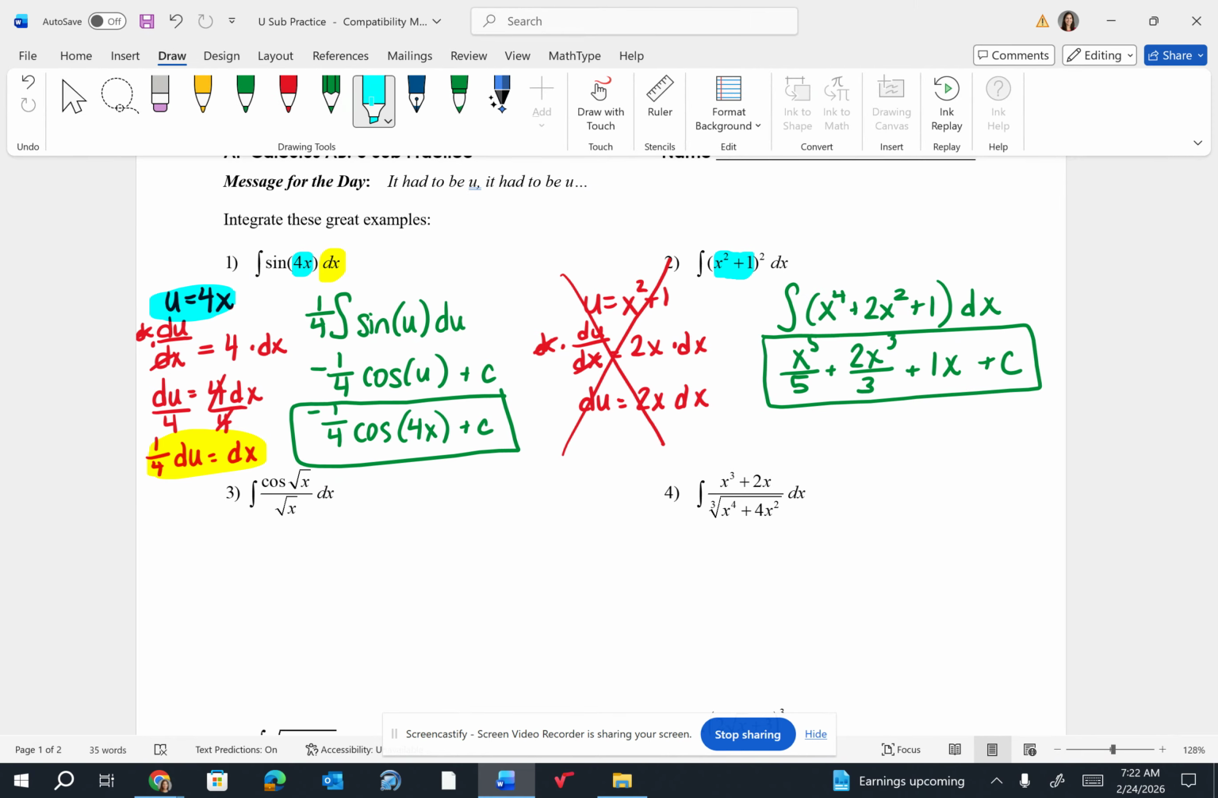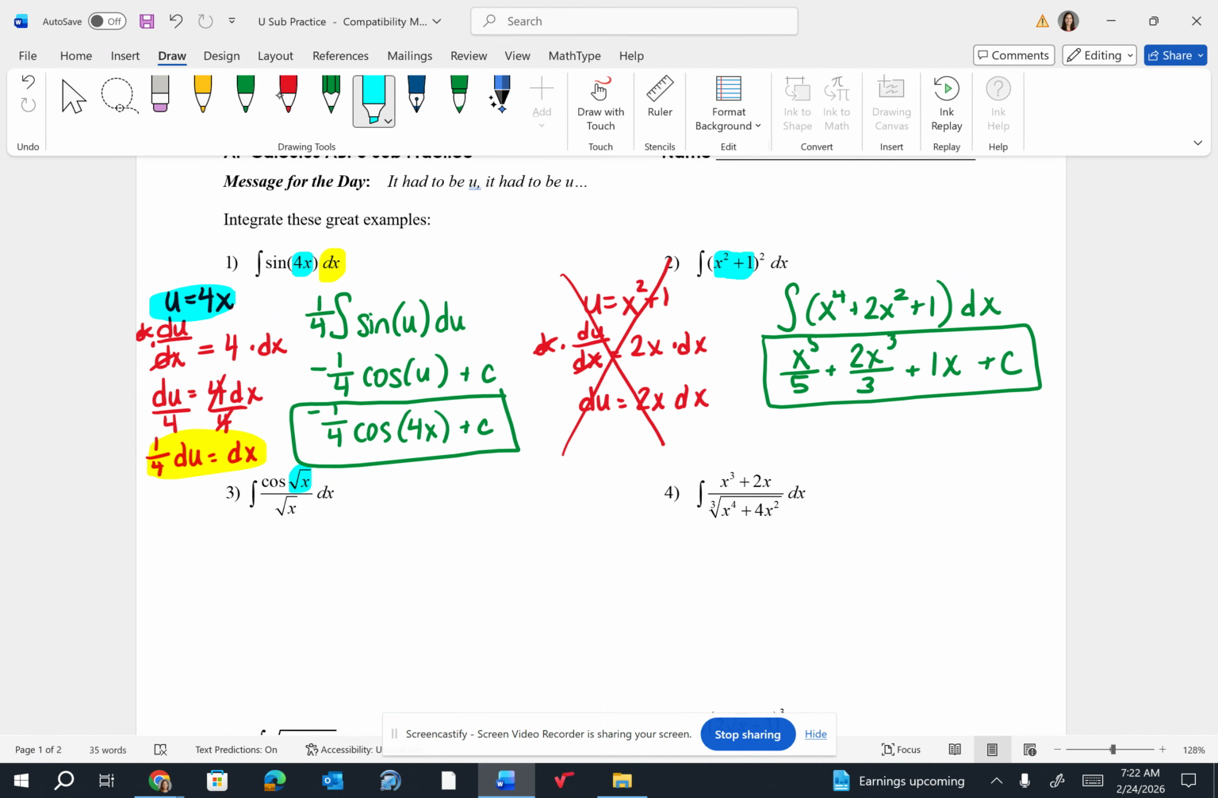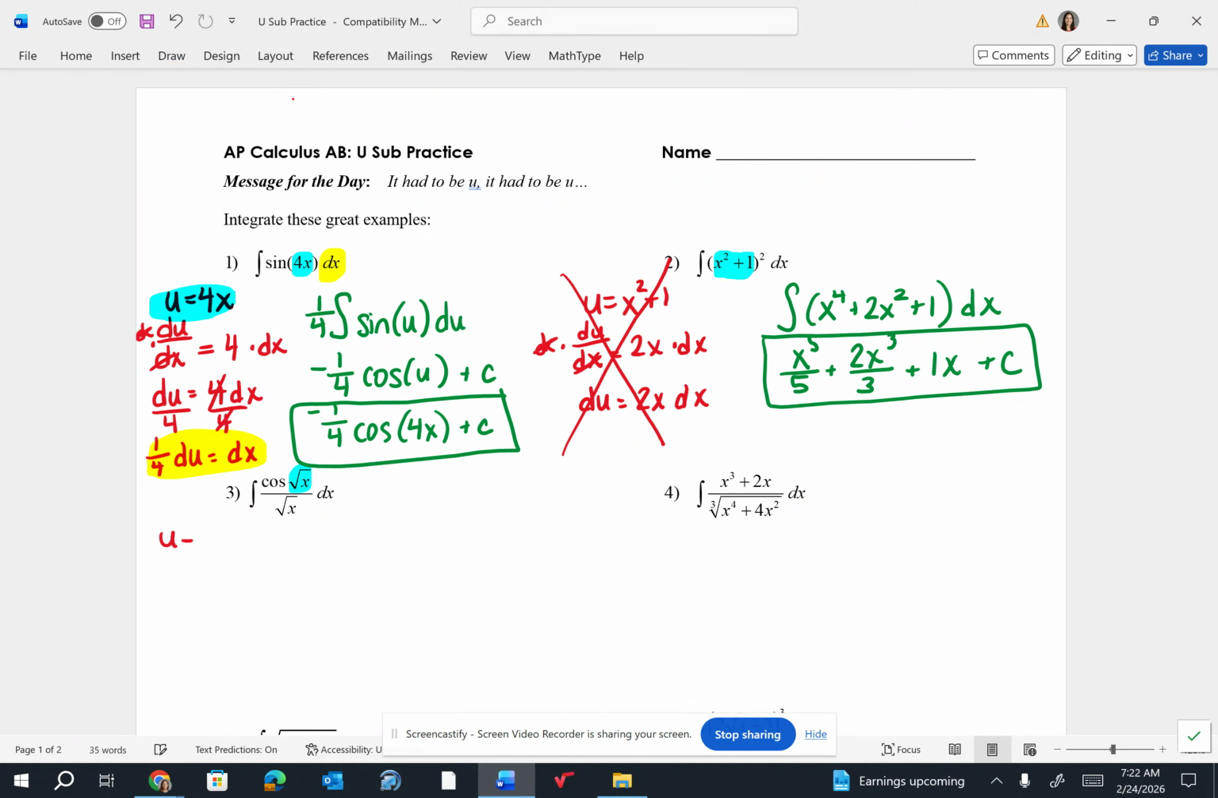This time when I'm looking for a function inside of a function, I'm seeing cosine of square root of x. So let's give square root of x a try as our u. So I'll take the derivative of each side, du dx equals, and then I could do the whole turning this into x to the 1/2 and using the power rule, but we do have a poster in class with a little shortcut of what the derivative turns out to be. And then I'm going to multiply both sides by dx. du equals 1/2 root x dx.